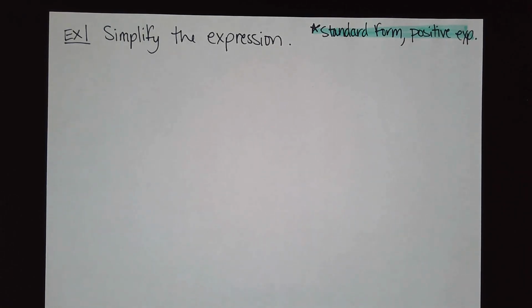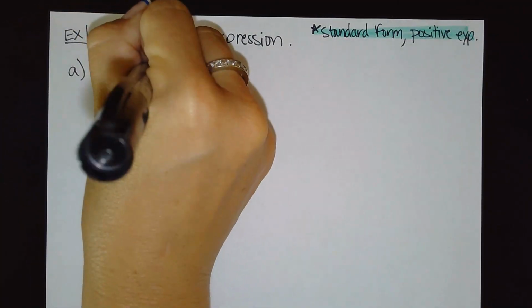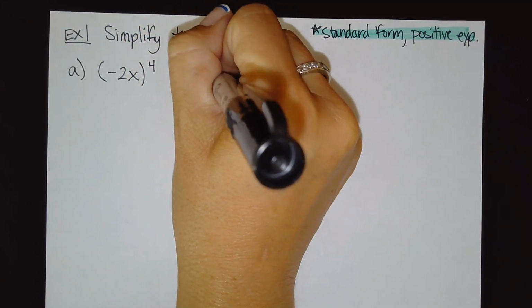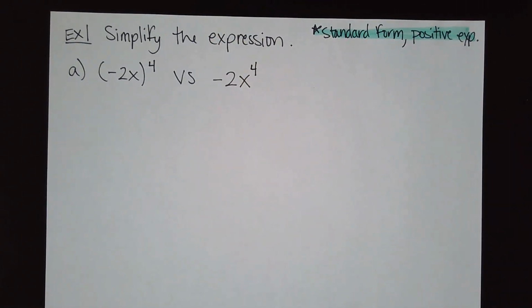Okay, let's look at this. All right, so let's do this. Negative 2x to the fourth. And I want to compare that versus negative 2x to the fourth. Notice that I have parentheses in this first term and the second term does not.